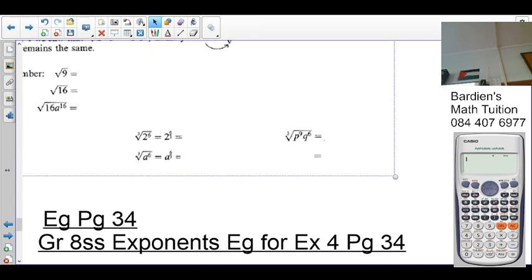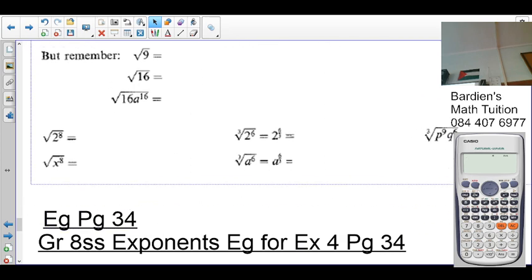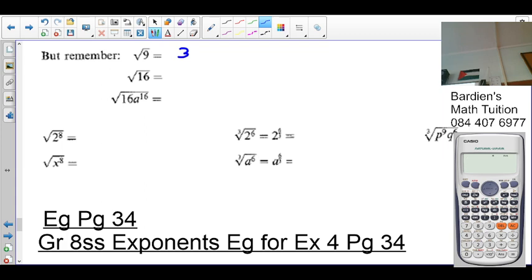So if we now look at, let me just make this a bit bigger. It says, but remember that what is the square root of 9? 3. What's the square root of 16? 4. So what's the square root of a to the 16? A? 16 over 2. And what is 16 over 2? Do you guys understand? So you'll have a to the exponent 8. It's going to be 4 for the square root of 16, and for a, 16 divided by 2 is? You got to understand? Take this down.